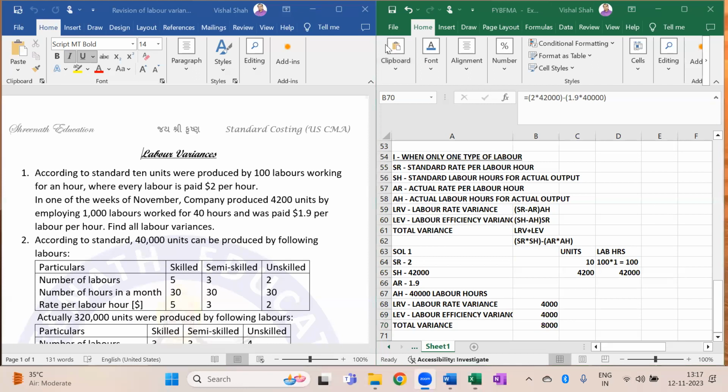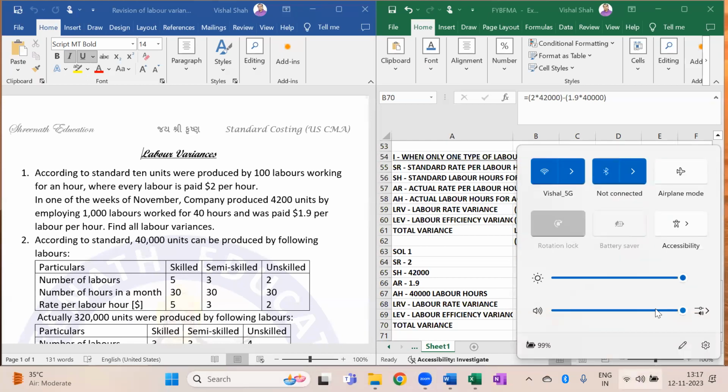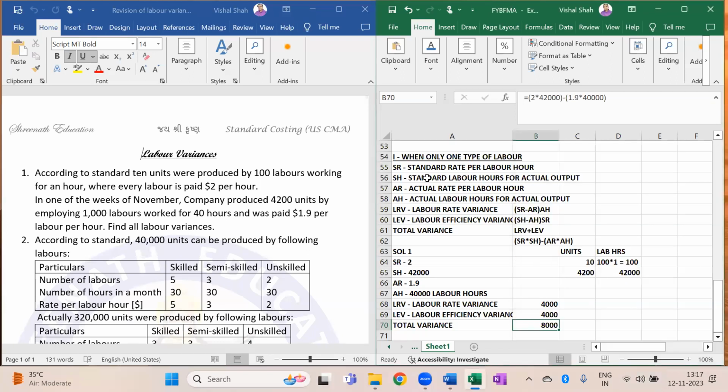And we have completed the first type, that is most important type, labor variances. That's when there is only one type of labor. Please write down so that we can proceed ahead later.